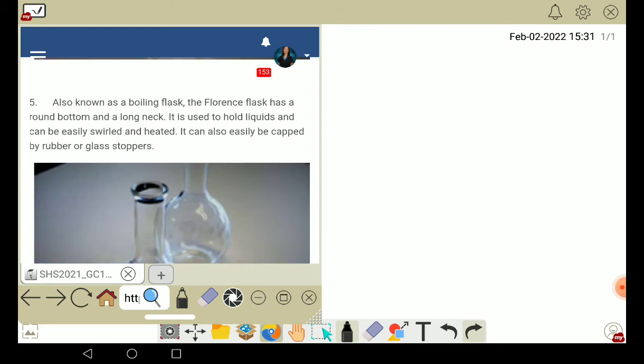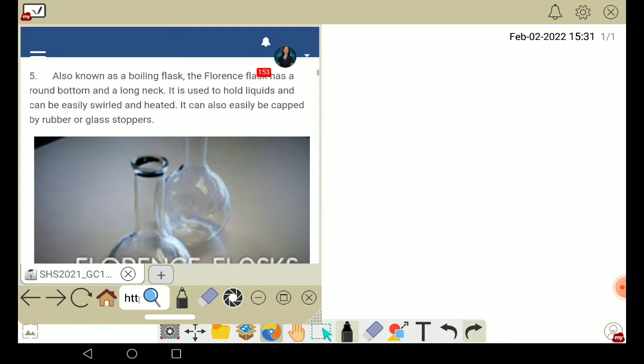Same as your Erlenmeyer, your Florence flask can be used for heating purposes. It can also be capped by rubber or glass stoppers. So we have three already that use glass stoppers or rubber as a lid so that we cannot spill our samples.